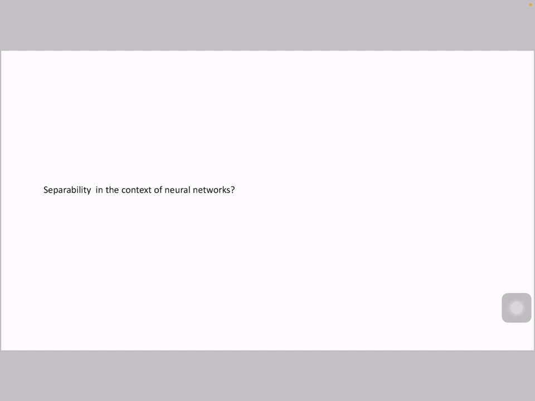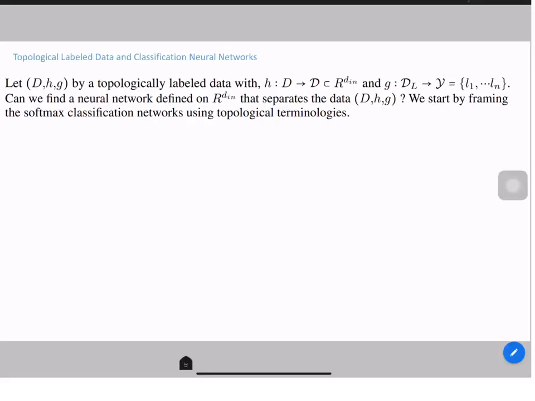So far, we have studied the separability question in the context of continuous functions. Now we would like to ask the same question in the context of neural networks. So I'm going to let (D, h, g) be topologically labeled data, just as before. I have a function h that maps my disjoint union of manifolds to the ambient space R^dn, and I have a label function g. And we would like to ask this question: can we always find a neural network defined on R^dn, the ambient space of my data, that separates the data (D, h, g)?